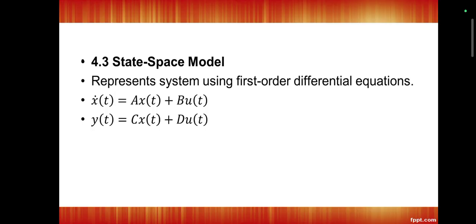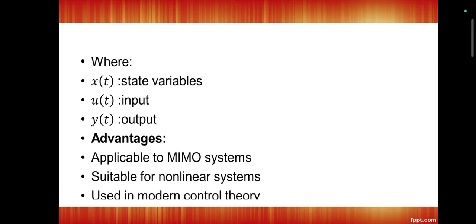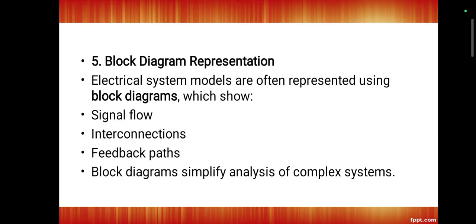Then the state space model is given as x dot of t equals A x of t plus B into u of t, and y of t equals C x of t plus D u of t, where u of t is the input and y of t is the output. Advantages: it is used in MIMO systems, suitable for nonlinear systems, and used in modern control system design.